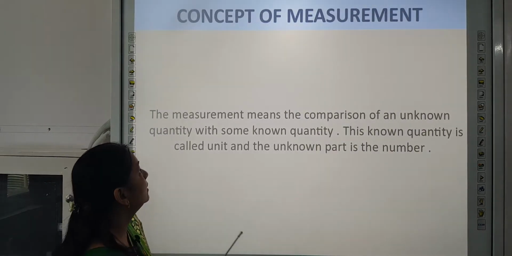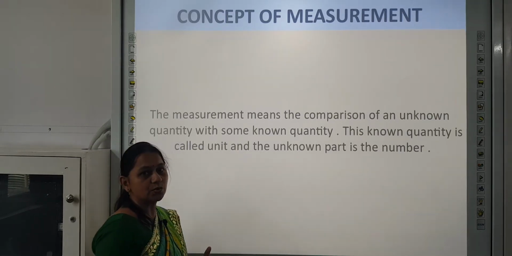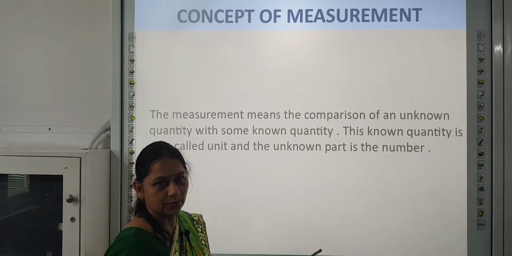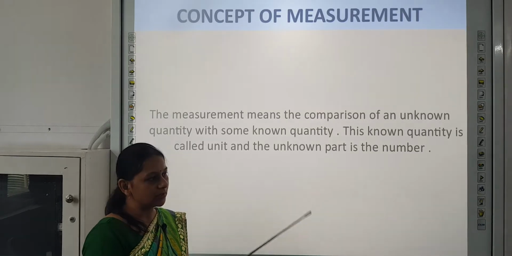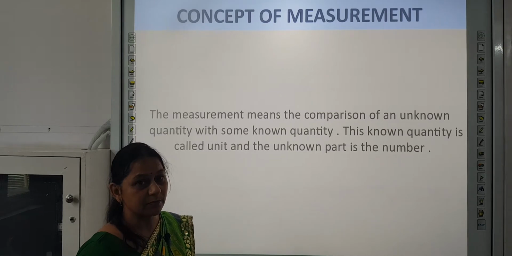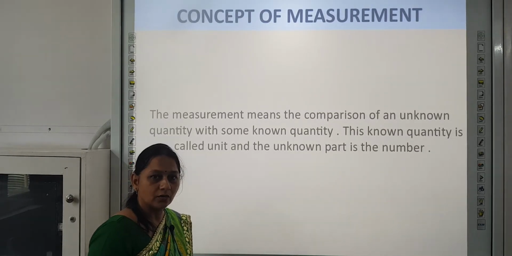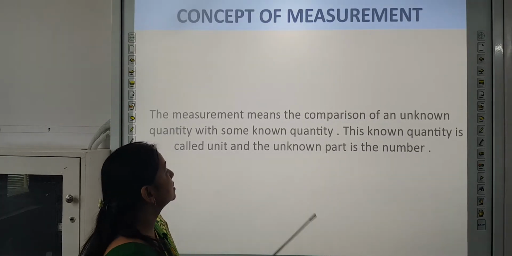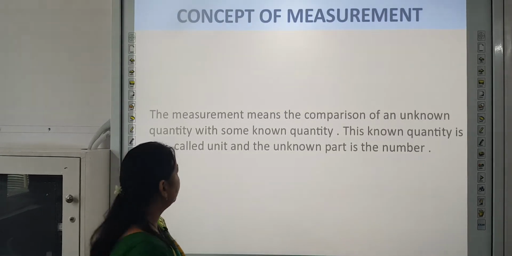Now we are going to learn about the concept of measurement. If I asked you how much you have travelled from your home to your school, or how long this ruler or scale is, you need to know the correct measurement. You may guess, but sometimes your guess may go wrong. For a correct, accurate measurement, I need to know some unit or the correct concept of measurement.